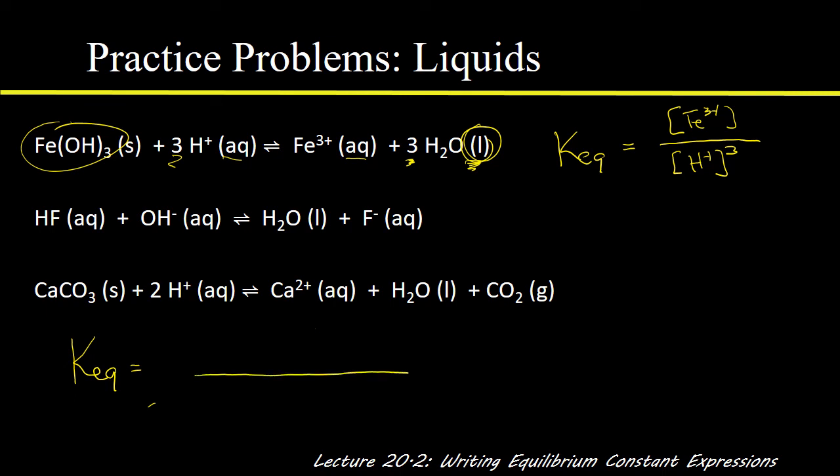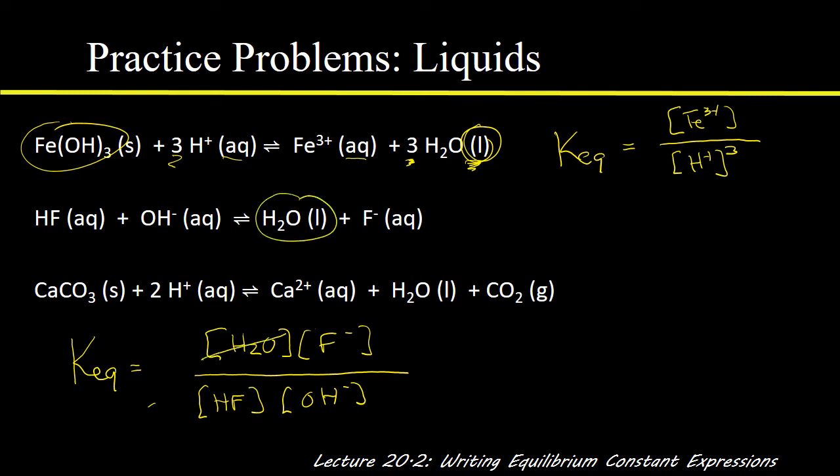On the product side, we got the concentration of water again, and the concentration of fluoride ions. On the reactant side, we've got hydrofluoric acid and hydroxide ions. Well, this one looks pretty simple. All of our stoichiometric coefficients are 1, so we don't need to worry about that. And everything is aqueous with the exception of the water. That's going to turn into a 1.